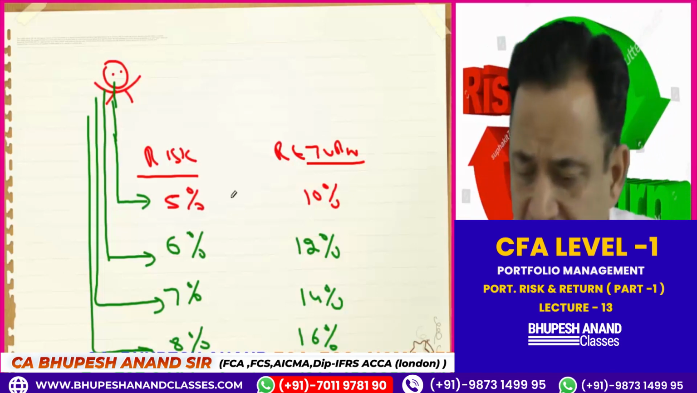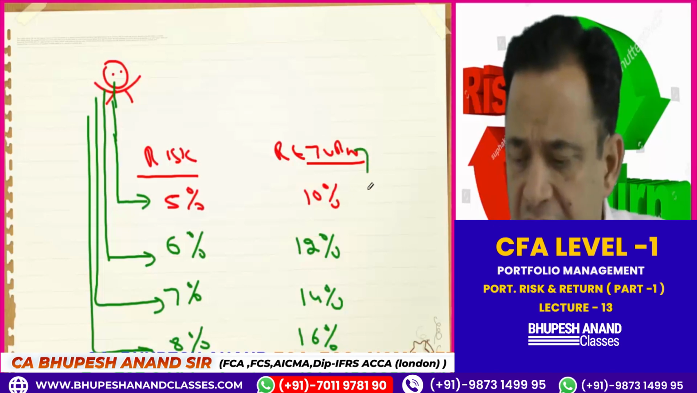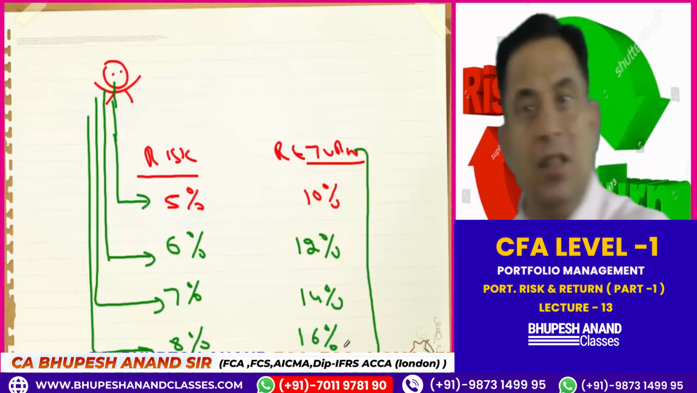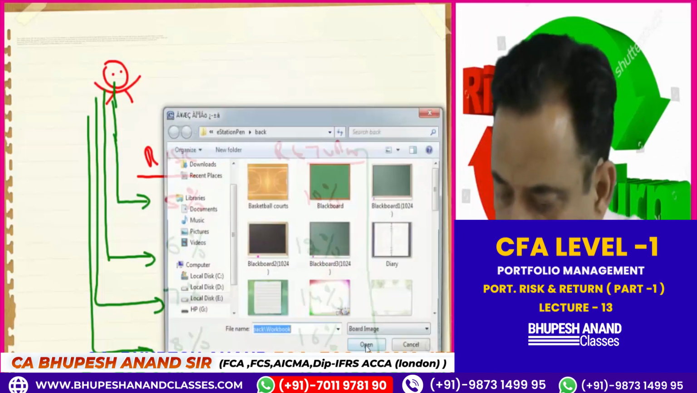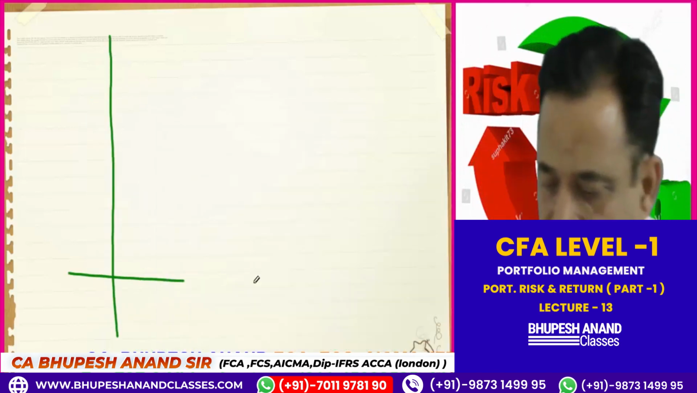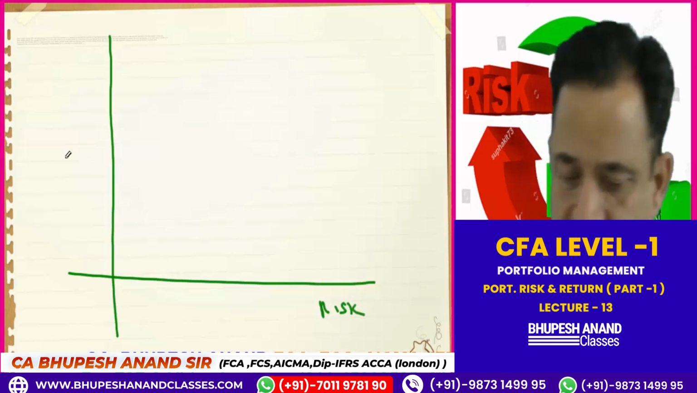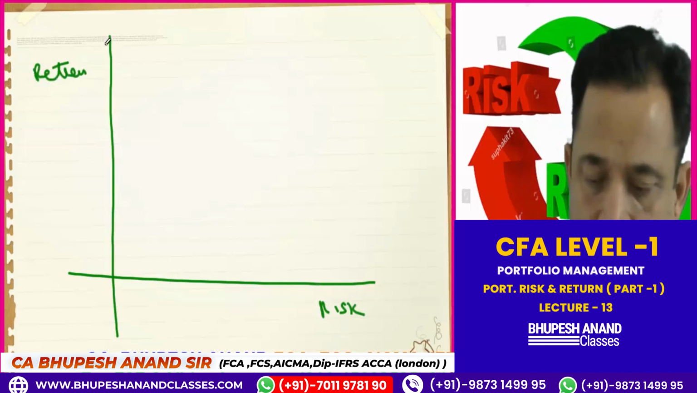And if I draw this information, then in that case I will say, let risk be on the x-axis and let return be on the y-axis.